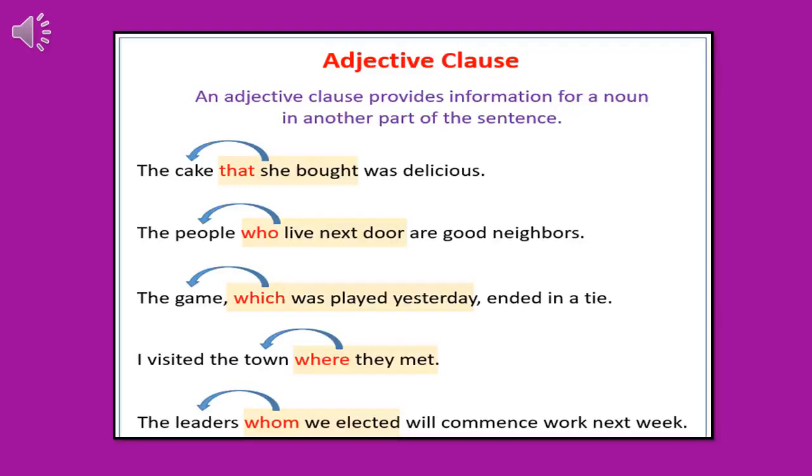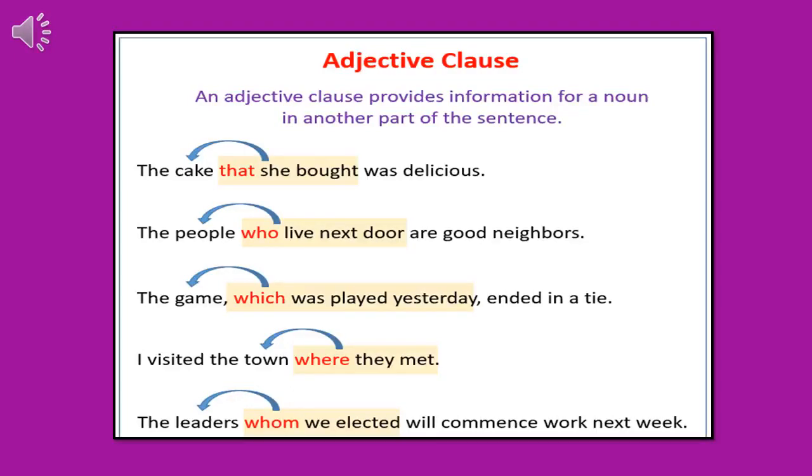We are getting some description about the person or object. In the second sentence, the people who live next door are good neighbors. The sentence on its own could have been, the people are good neighbors. But when we are getting extra information, extra description, that becomes an adjective clause. So the highlighted portion helps you understand the extra information that is given on the noun.